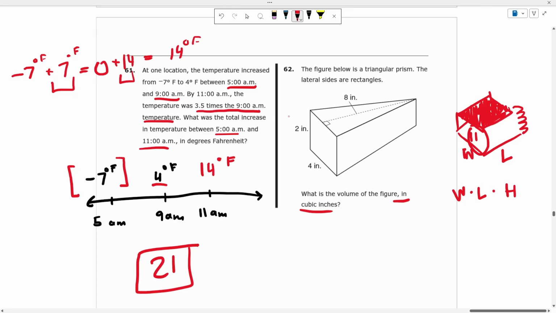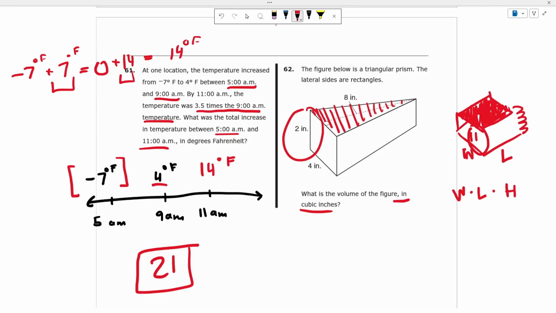Now the same thing happens with a triangular prism, except instead of it being width times length, it's going to be our width, which is my base here, times my height, or the height of that base, times 1/2. In other words, all you're doing here is finding the area of this triangle right here, and then you're going to have to multiply it by the height, which is 2.